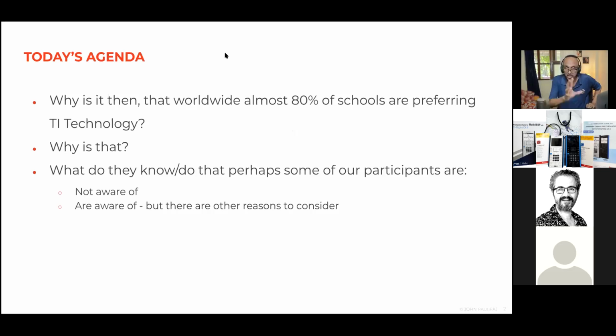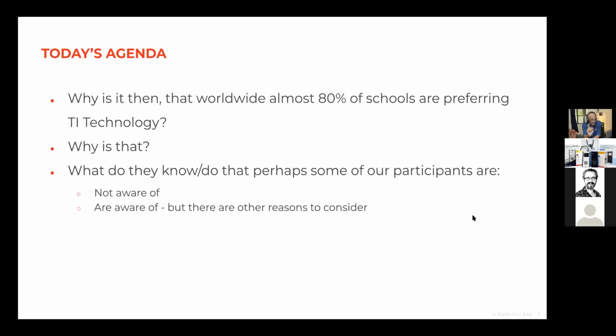Here's the thing I wanted to know. I was researching this today. Worldwide, the statistic is almost 80%. Okay, all our reasons are valid. All our reasons, again, are our preferences. Everything is valid. But I want us to seriously, honestly keep this statistic in mind, and I'll give you where I picked it up from. Actually, I have all those websites open there. Why is it that worldwide, 80% of the schools are preferring TI technology?